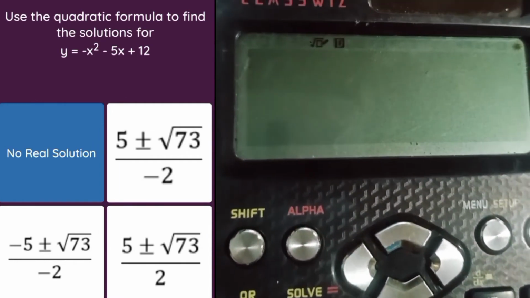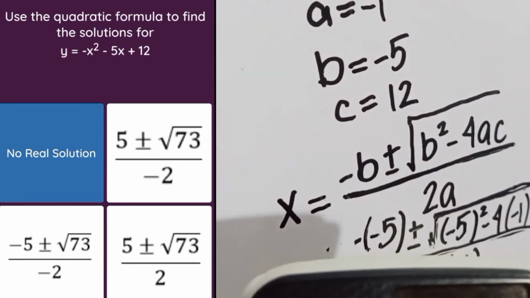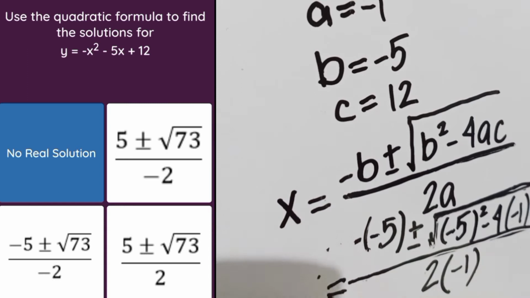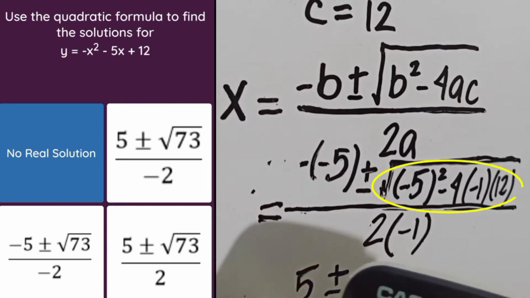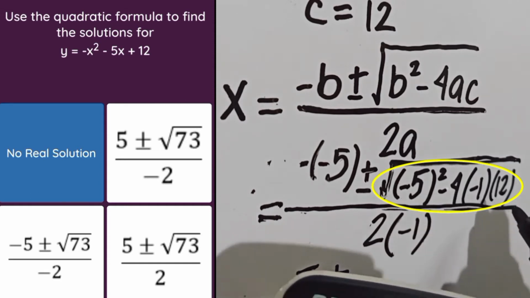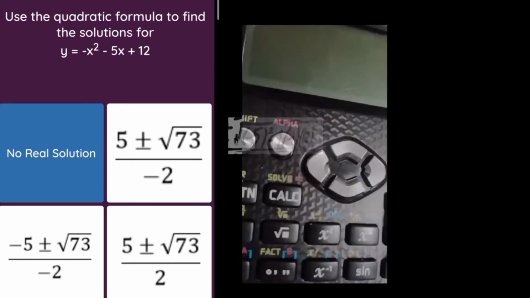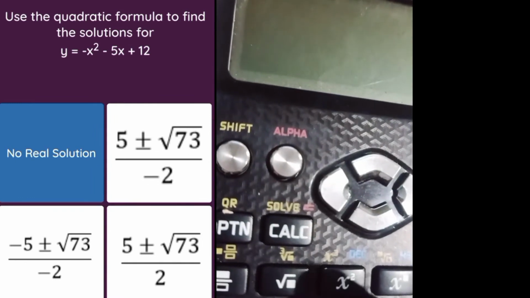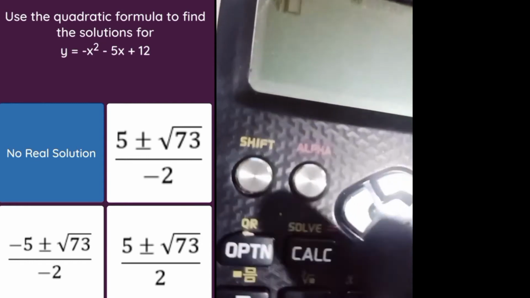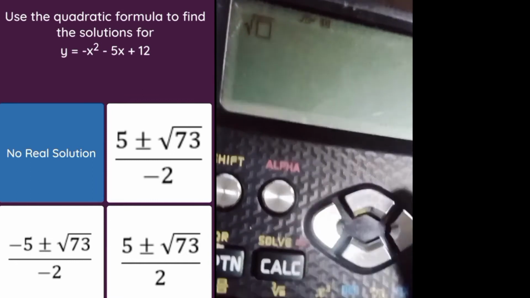As we have our scientific calculator, let's just encode the values in it. As we can see, the figures in there: -5 squared minus 4 times -1 times +12. That one, so that's the discriminant. We're getting the values, so let's check it out using our scientific calculator. That's the square root sign.